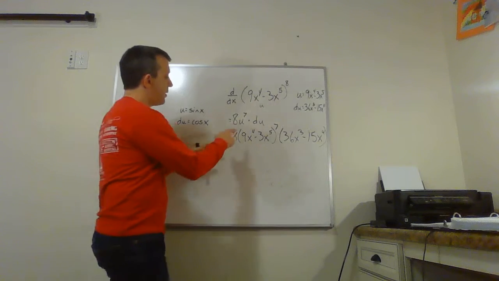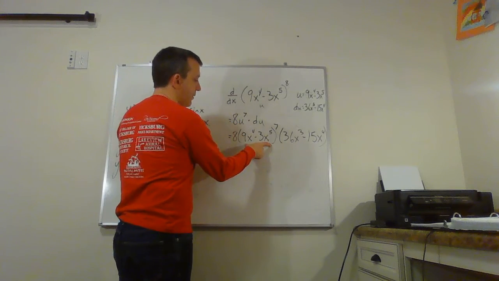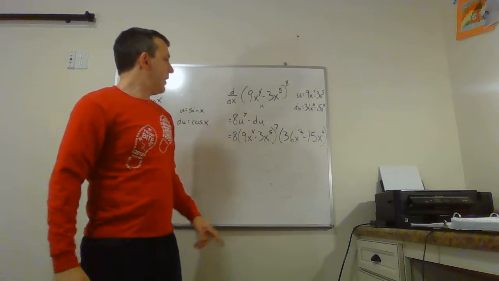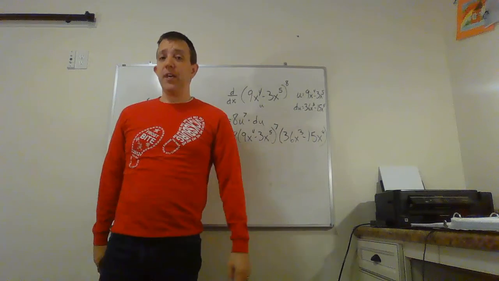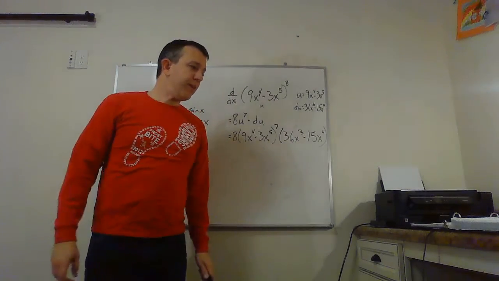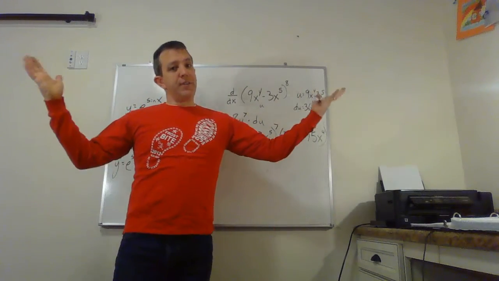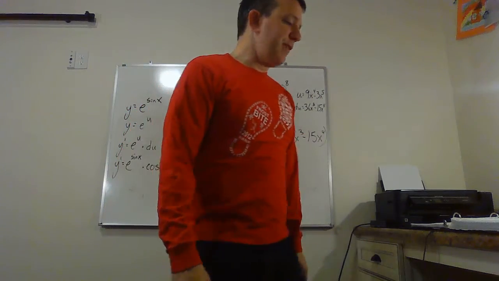Replace the pieces, my u turns back into 9x to the 4th minus 3x to the 5th, and du comes in over here, and please don't multiply that out, it's really not worth it. Alright, I'm not done. I've got more. We'll see if we can fit this all in one video or not.